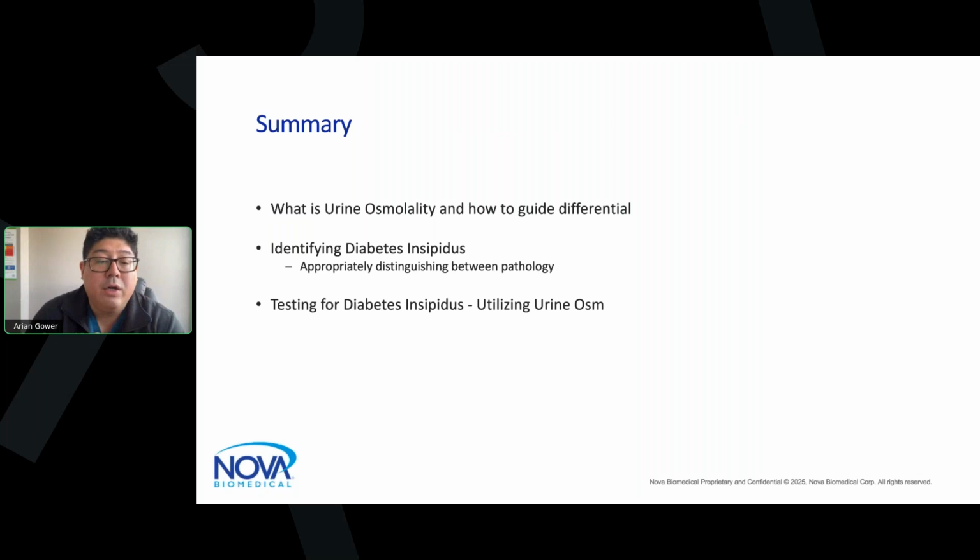We can utilize urine osmolarity only to diagnose diabetes insipidus, but through testing and augmentation of the studies, we can help distinguish between what type of diabetes insipidus they specifically have. And such testing can be done both in the hospital and the office setting.